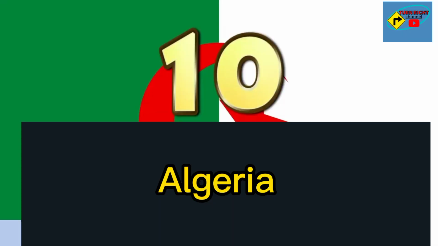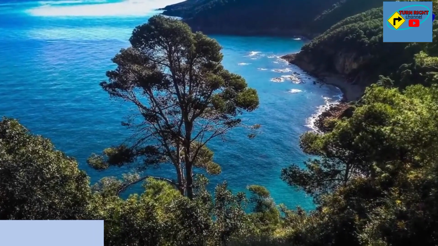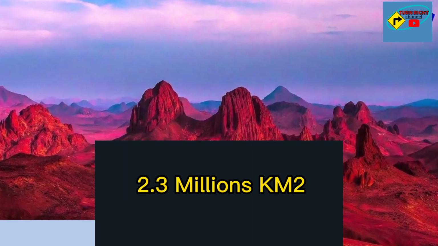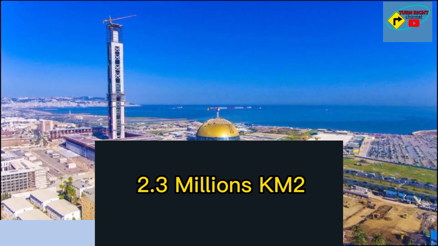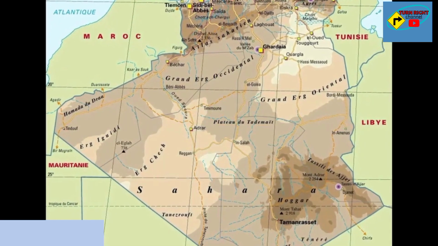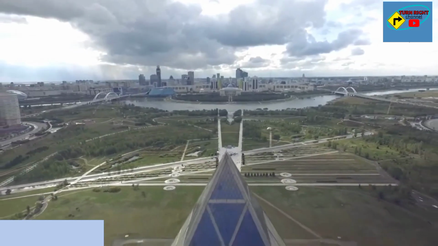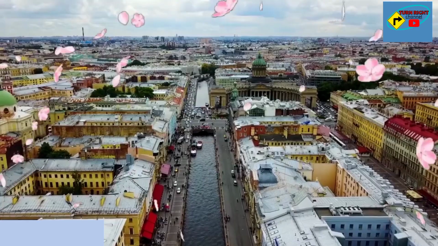10. People's Democratic Republic of Algeria. The People's Democratic Republic of Algeria has an area of 2.3 million kilometers square. This country is located on the African continent. That was a list of the largest countries by area.